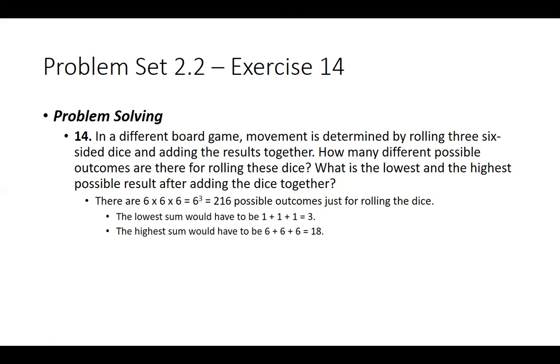As for the lowest and the highest possible result, the lowest sum would have to be getting the lowest number on each. So 1 plus 1 plus 1 would be a lowest sum of 3. The highest sum would have to be getting the highest result on each. So 6 plus 6 plus 6 would give us the highest sum of 18.